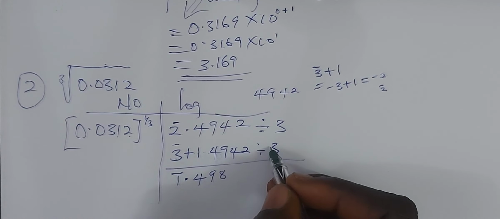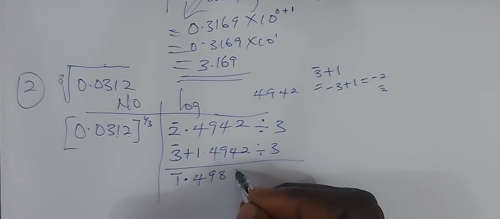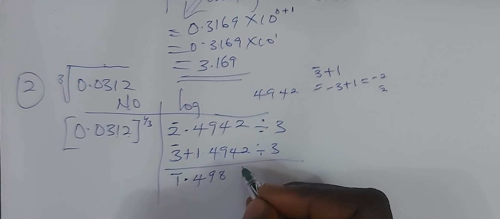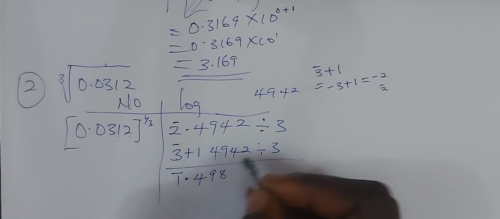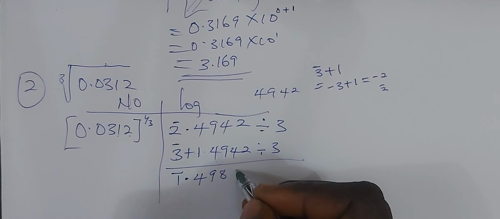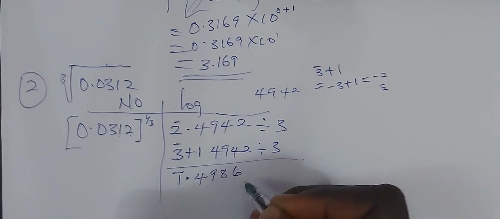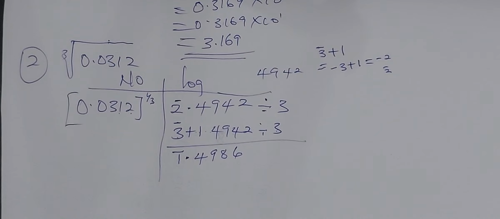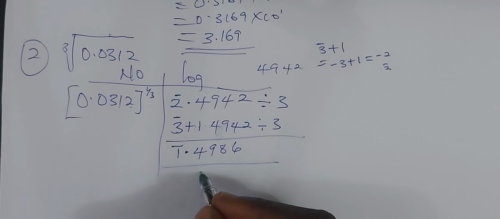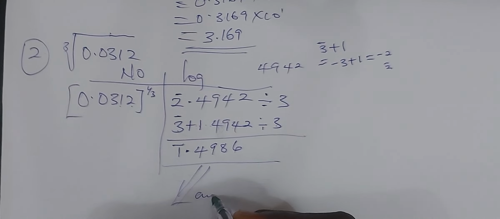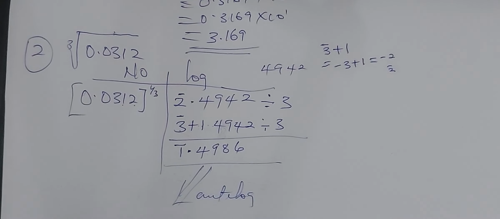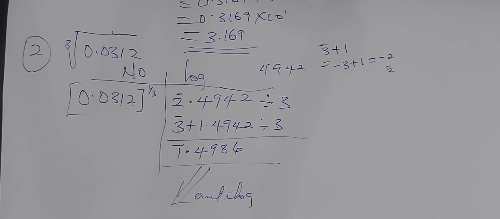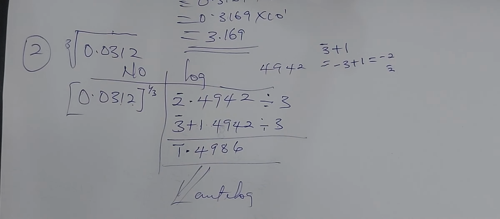2 divided by 3, add 0 to make it 20, because the point is already there. Divide by this, we have 6. You can leave the rest, it is of no use. So what we have here is the number for which we look for the antilog. That's what we are going to look for: the antilog of this.